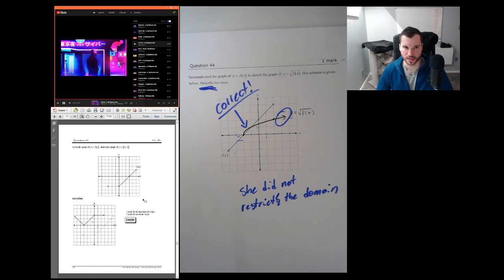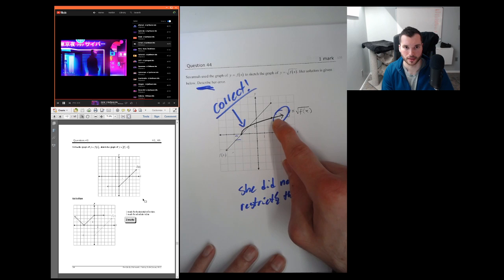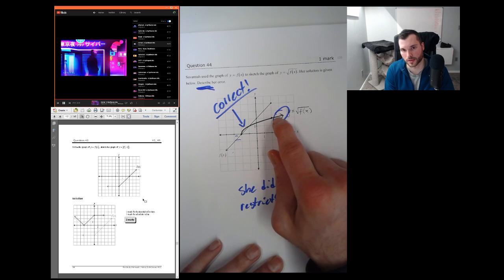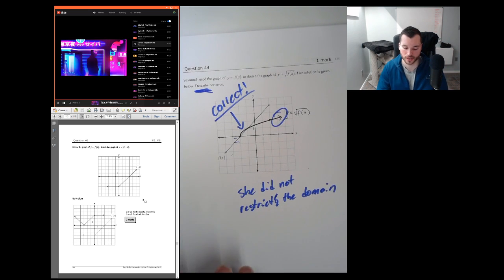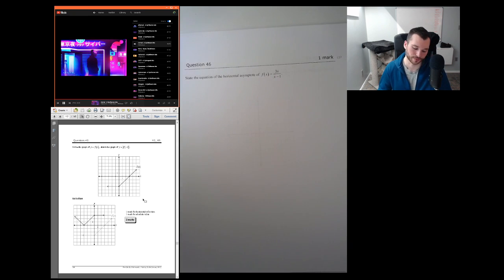I think there was some discussion around students saying that she put an arrowhead on, that was wrong. The arrowhead is part of why she's wrong, but she continued it past it, right? Her arrowhead is over here. So the arrowhead is wrong, but everything before the arrowhead is wrong as well, up until that point. She should have stopped it at her point there, but she did not restrict the domain. That's probably the most concise way to say what her error was.